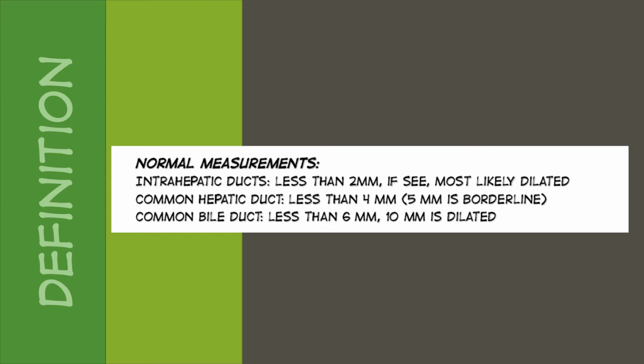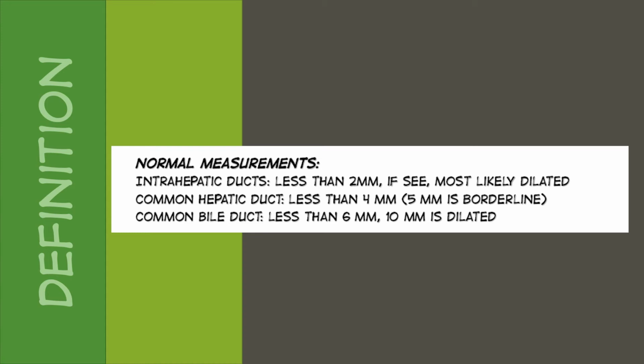When the intrahepatic ducts are dilated, what you'll start to see are these double channels running through that portal triad. So again, typically we can't see intrahepatic ducts. When you start to see them, they are dilated. So typically they'll start to measure over that 2 millimeter mark. 2 millimeters is our cutoff for what we can see on ultrasound just due to our resolution on our machines.